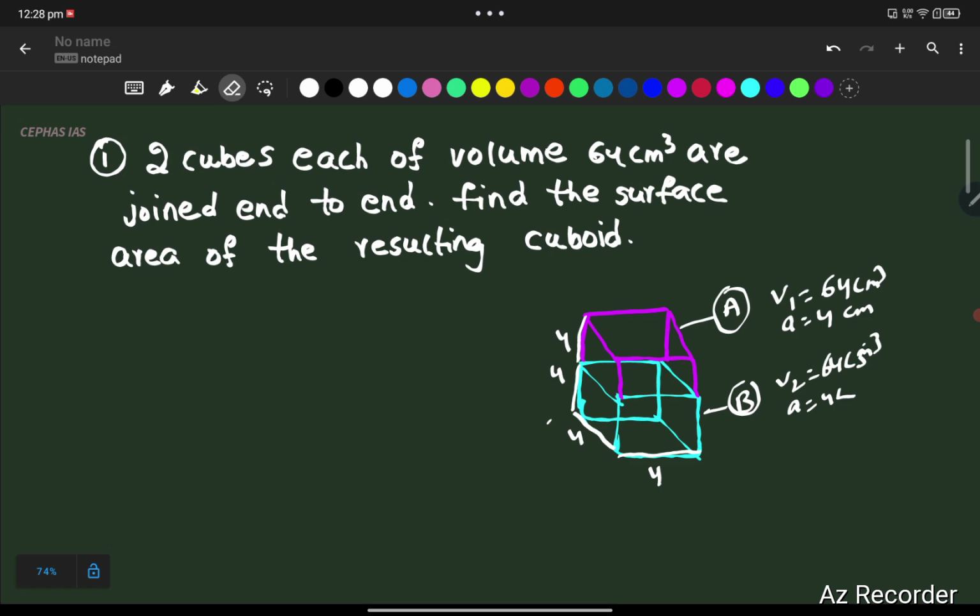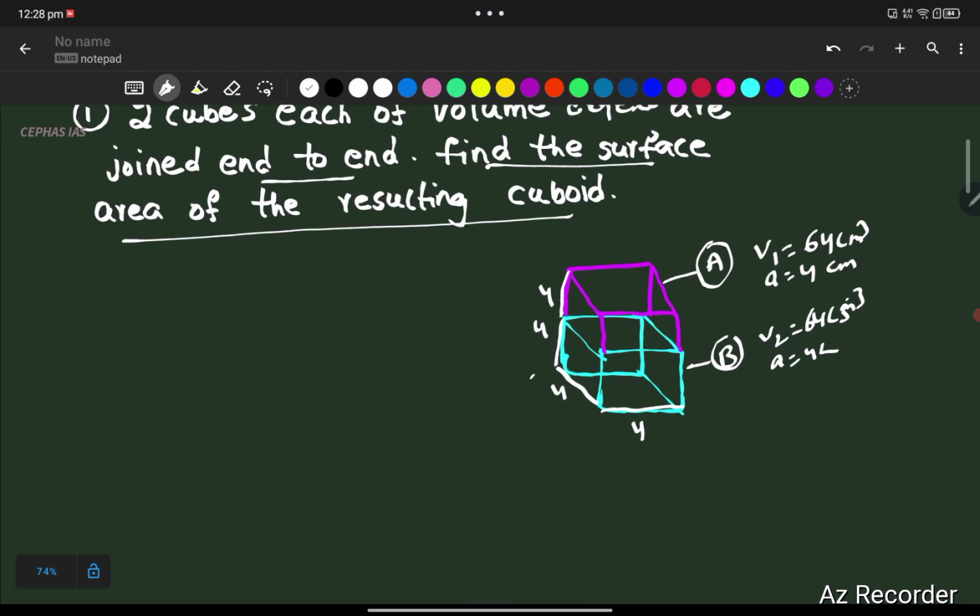Two cubes, each of volume 64 cm³, are joined end to end. Find the surface area of the resulting cuboid. So these are the two cubes, cube A and cube B, which we can see in different colors. They gave the volume of each cube.